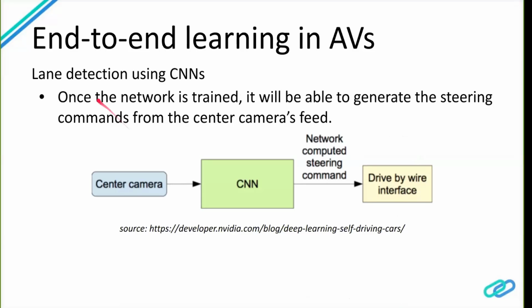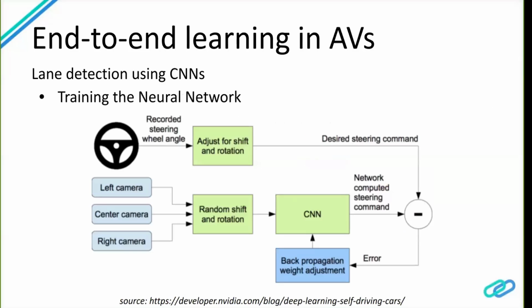And while testing, what we do is we have the center camera, we have a CNN, and then the CNN just gives the network computed steering command. It says, okay, 2 degrees or 5 degrees or 6 degrees. And then it just sends the command. The steering itself will move by 6 degrees. This happens while we are testing, and this happens while we are training.